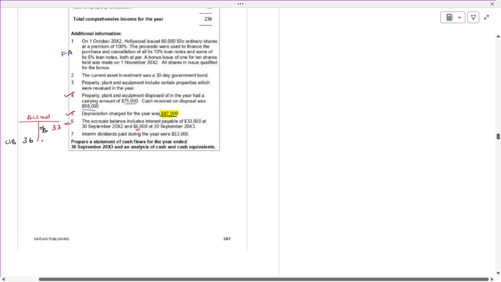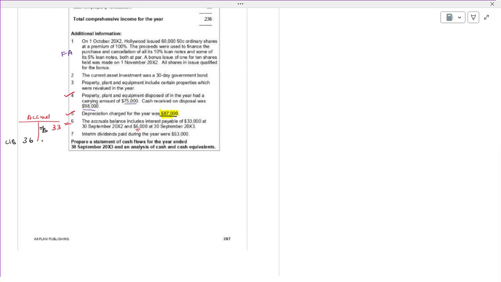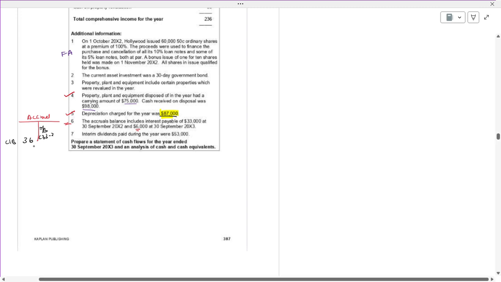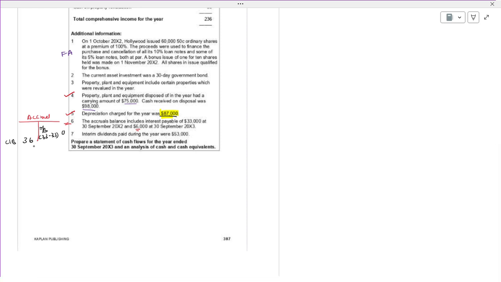33 minus 33. 33 minus 33 is the interest. Okay, means you have the accrual. In accrual, 33 is the opening balance, 33 is the interest. The balance will be how much? 0. Now closing balance is how much? Closing balance is 36.